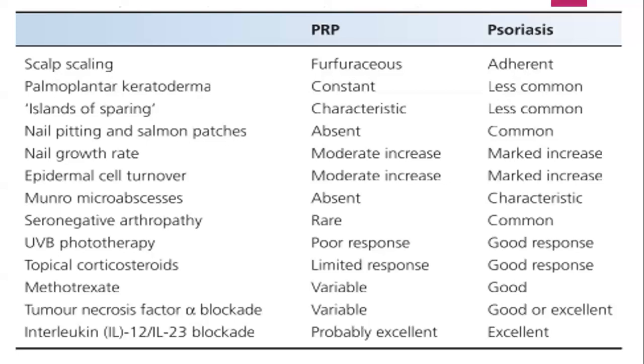UVB phototherapy, psoriasis has a good response, PRP does not have a good response. Topical corticosteroids, psoriasis has a good response, PRP does not have a good response. Methotrexate, psoriasis has a good response, PRP does not have a good response, rather a variable response. Then tumor necrosis factor alpha blockade, good response in psoriasis, but variable response in PRP. The only treatment which has an excellent response is interleukin-12 or interleukin-23 blockade. And psoriasis also has a good response with this therapy.